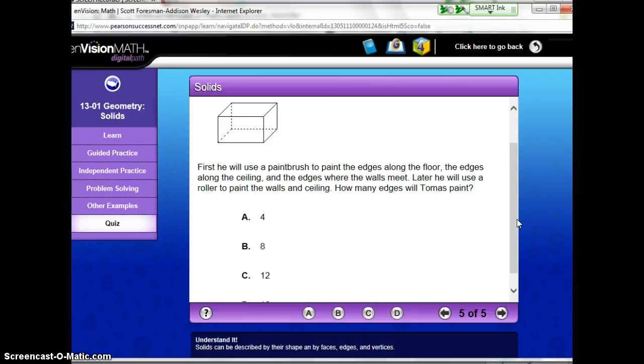Brendan? 8 of them? Let's see. Okay. So he's going to do 4 on the floor, right? 4 on the ceiling. That's 8 right there. 9, 10, 11, 12. That's right. How many of you know how to draw a 3-dimensional prism on a piece of paper? Yeah? All right, good work.